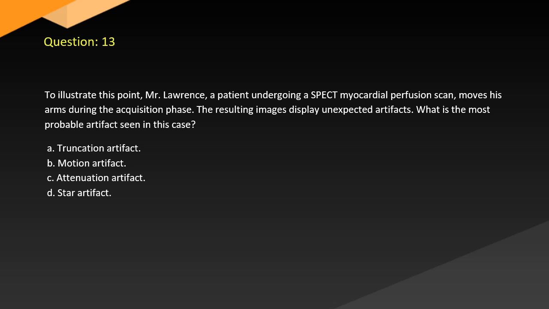Question 13. To illustrate this point, Mr. Lawrence, a patient undergoing a SPECT myocardial perfusion scan, moves his arms during the acquisition phase. The resulting images display unexpected artifacts. What is the most probable artifact seen in this case? A. Truncation artifact. B. Motion artifact. C. Attenuation artifact. D. Star artifact.